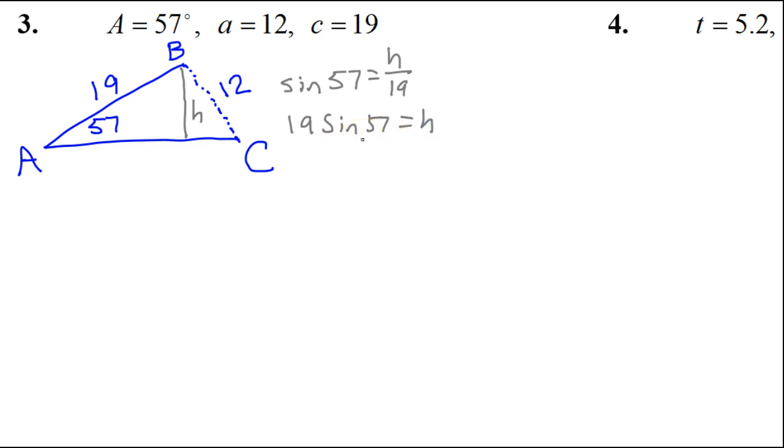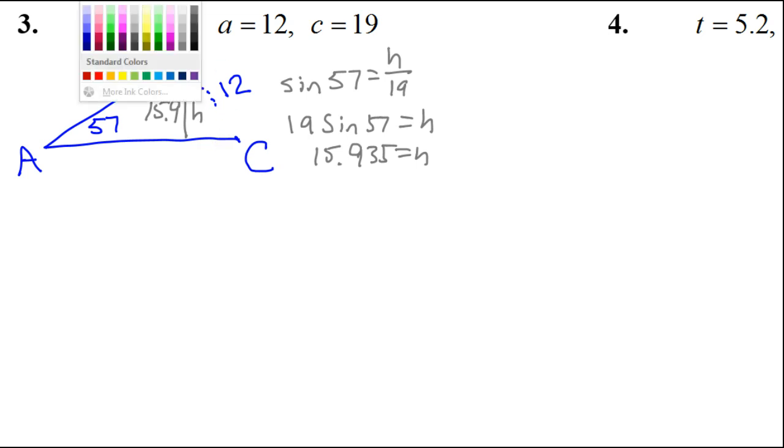So I'm putting this in my calculator. So 19 sine 57. All right, I'm getting 15.935 is equal to the height. So if this is 15.9 and the swing side, the rope, is 12, all right, is this rope going to reach the other side? The answer is, of course, no, it will not.